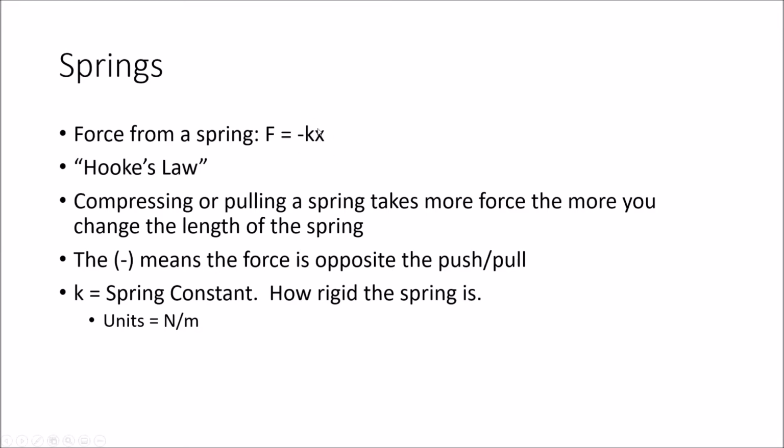K is the spring constant. The spring constant measures how rigid the spring is. A spring that is very difficult to compress or stretch is going to have a very large K value, very large spring constant. So K is just a measurement of how difficult it is to stretch or compress a spring, and x is how much you have stretched or compressed the spring. And force is the force that spring is pushing back.